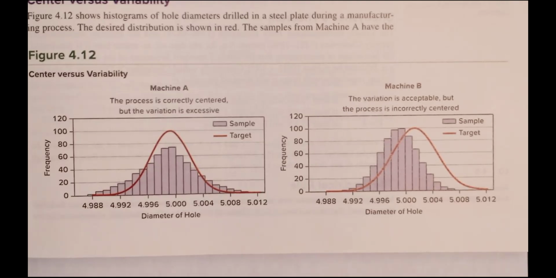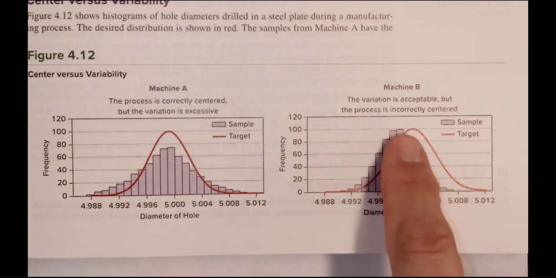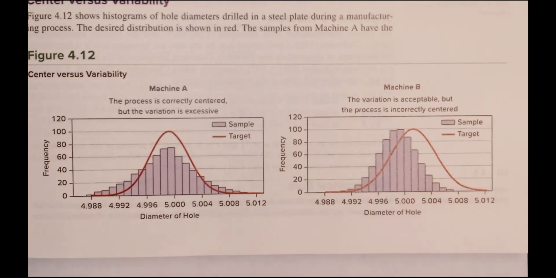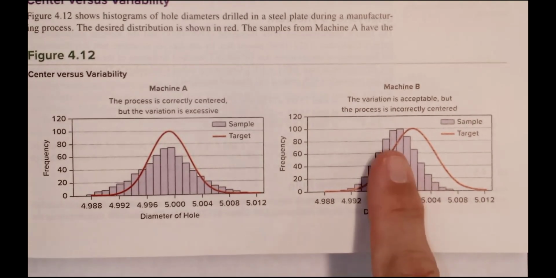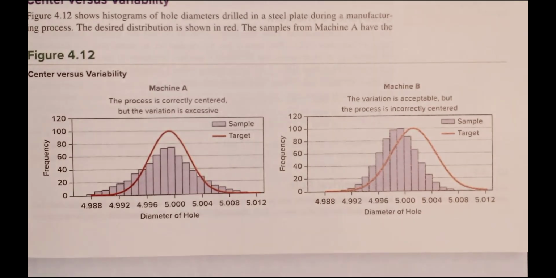Well, if my hole's too small, I can't fit the thing into it. If my hole's too big, it rattles around. So these might get rejected. Whereas over here, the distribution's the right shape, but it's in the wrong place, isn't it? I'm consistently getting too small of a hole, but the variation is good. So we have to balance variation and center.